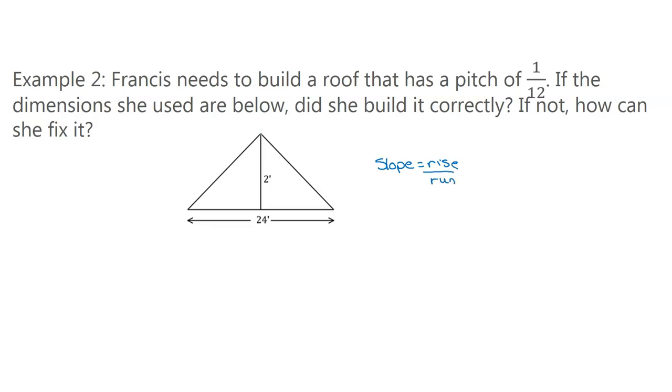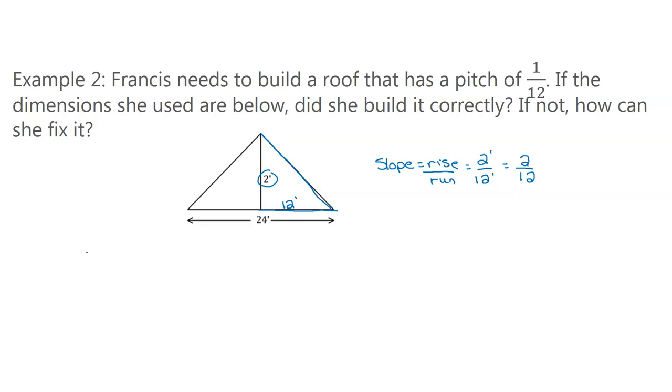So for this roof here, I see that it has a rise of 2 feet and a run, not of 24 feet, of 12 feet. We got a half 24 here. Now, usually we reduce fractions. We would reduce this to 1 over 6, but pitch is always expressed as a fraction over 12. So I'm going to leave this as simply 2 over 12.